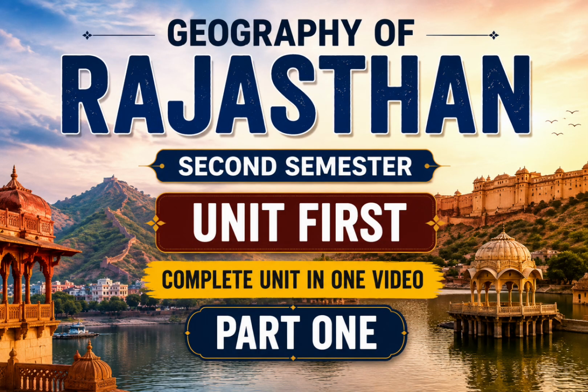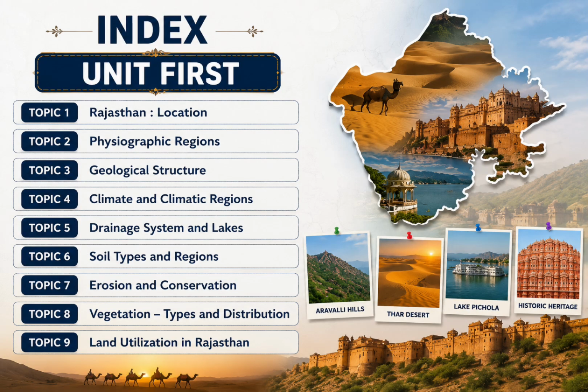In this video, we will study Unit 1 of Geography of Rajasthan in a simple and exam-oriented way. In this video, we will cover the following topics. 1. Location of Rajasthan. 2. Physiographic regions. 3. Geological structure. 4. Climate and climatic regions. 5. Drainage system and lakes. 6. Soil types. 7. Soil erosion and conservation. 8. Natural vegetation. 9. Land utilization.